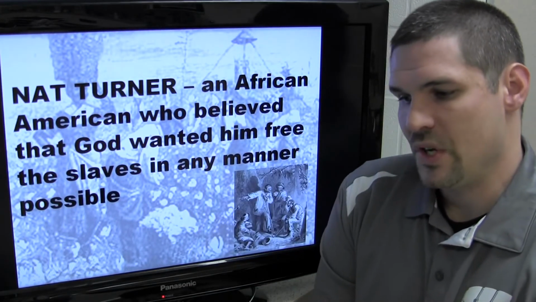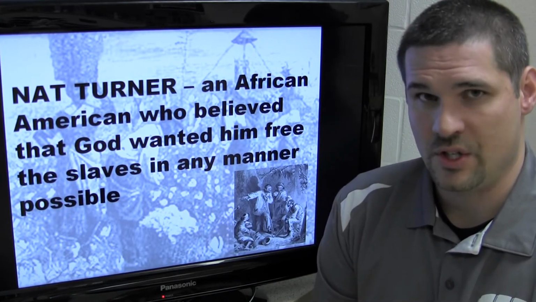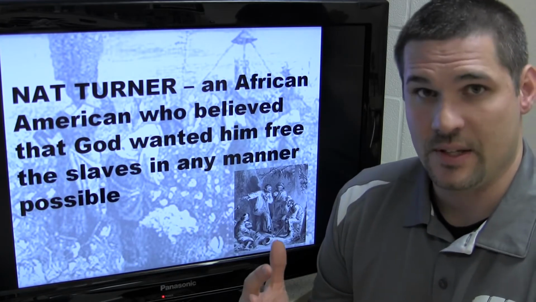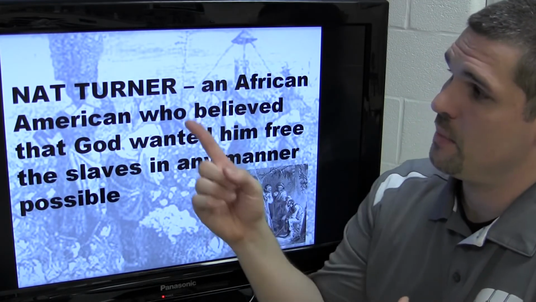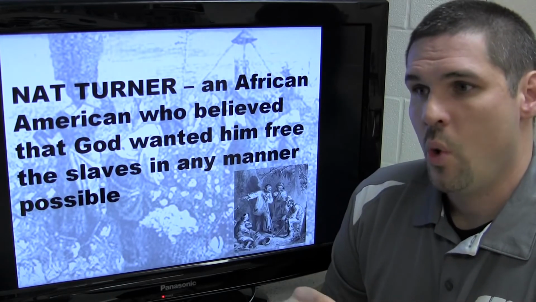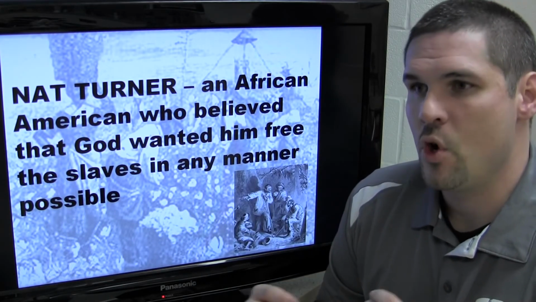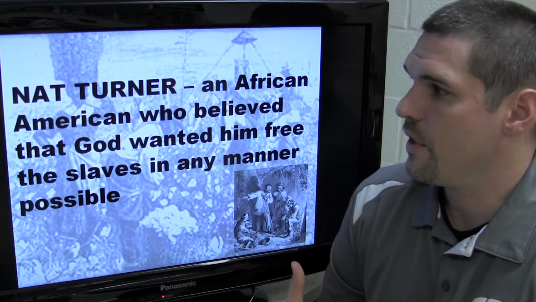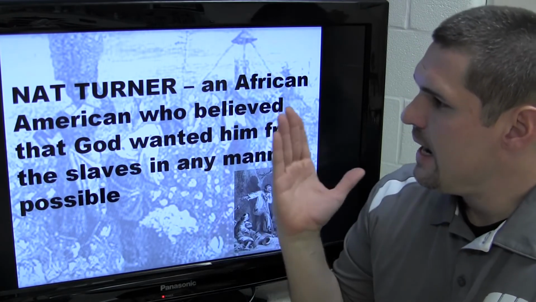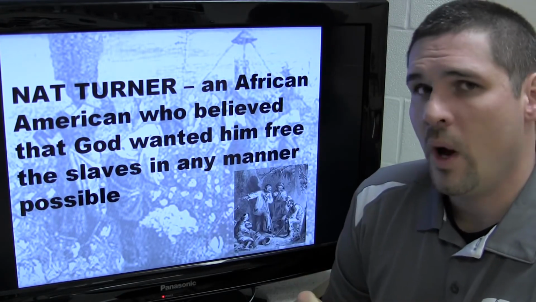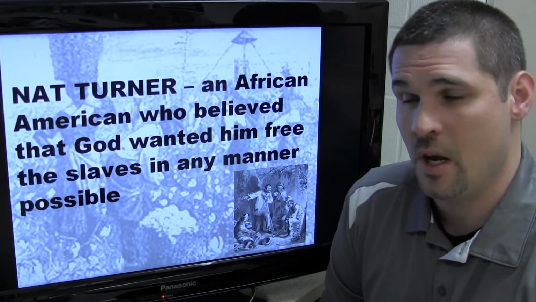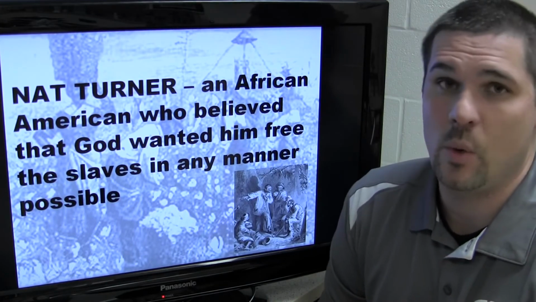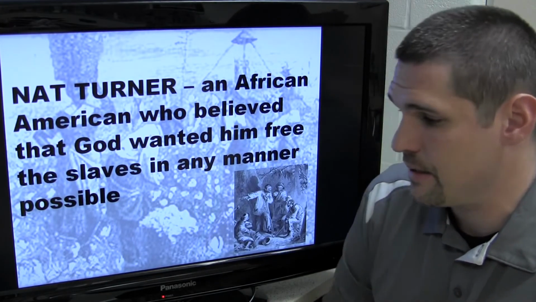Now, these slave codes made for horrible conditions for the slaves, and many were rebellious against these slave codes. One particular gentleman was Nat Turner. Nat Turner was a slave who was looked up to by other slaves. He was kind of the religious figure for the slaves around him. And he had the belief that God picked him, chose him to free the slaves in any way possible. Any way possible. Well, you know where that leads.